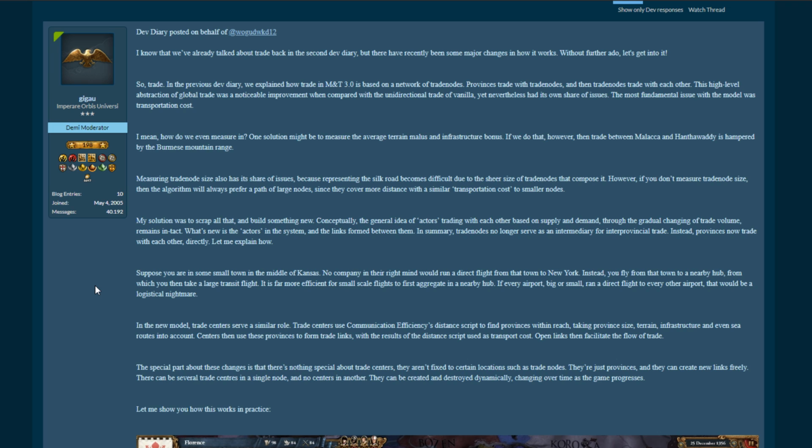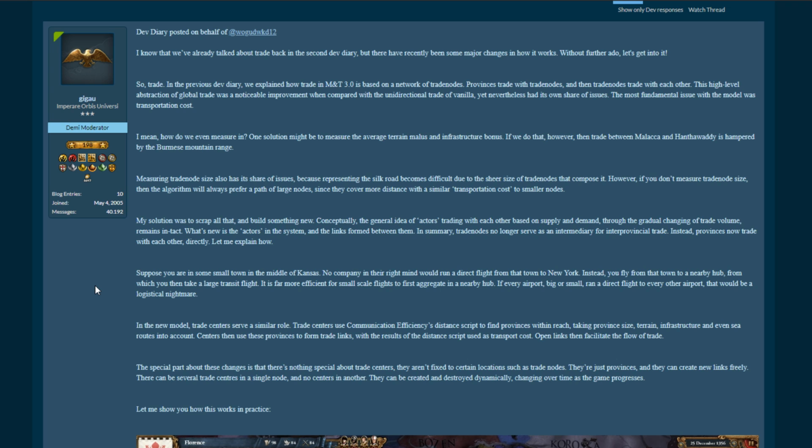So trade. In the previous dev diary, we explained how trade in MEIOU Taxes 3.0 is based on a network of trade nodes. Provincial trade with trade nodes, and then trade nodes trade with each other. This high-level abstraction of global trade was a noticeable improvement when compared to the unidirectional trade of vanilla, yet nevertheless it had its own share of issues. The most fundamental issue with the model was transportation cost. I mean, how do we even measure it?